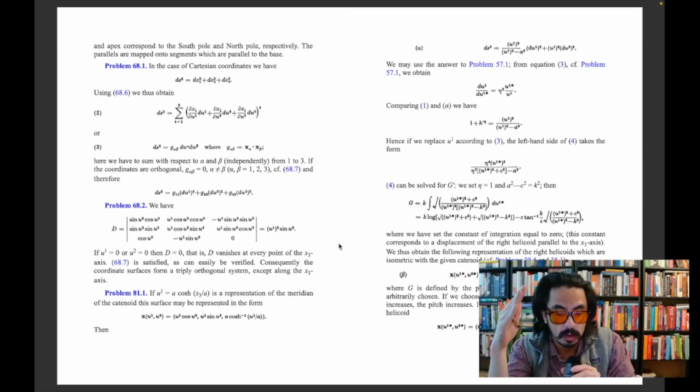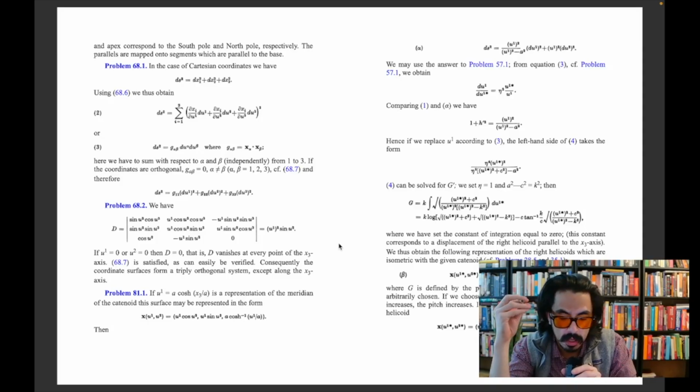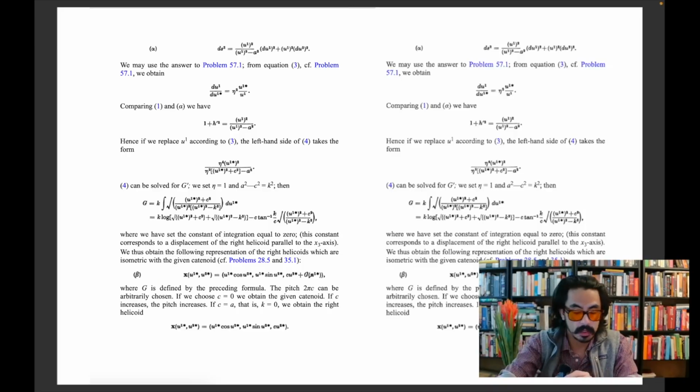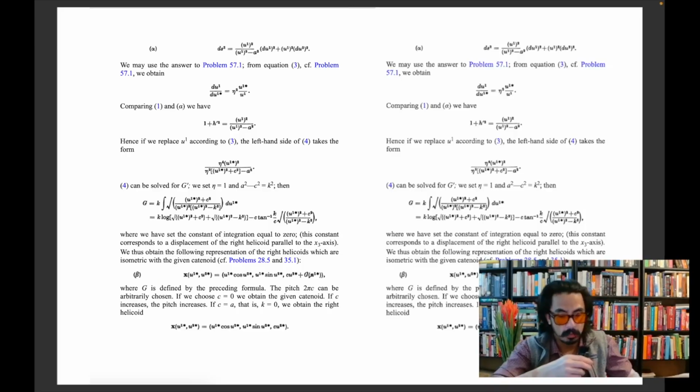Because we've now computed G, we've set the constant of integration equal to 0. This constant corresponds to a displacement of the right helicoid parallel to the x3 axis. We thus obtain the following representation of the right helicoids, which are isometric with the given catenoid. And it says here to refer back to problems 28.5 and 35.1.